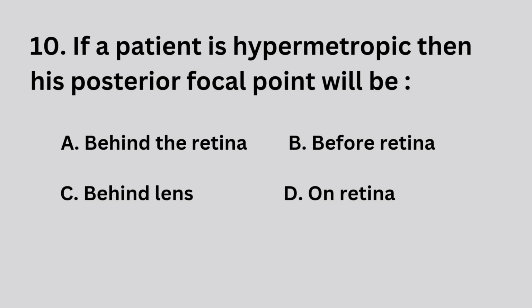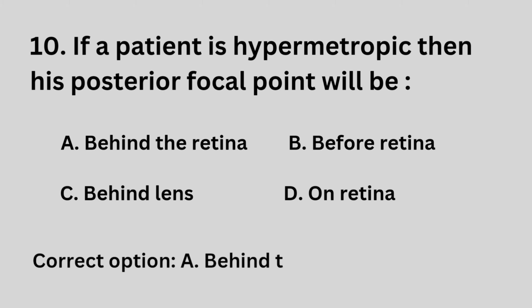10th question, if a patient is hypermetropic, then his posterior focal point will be option A, behind the retina. Option B, before retina. Option C, behind lens. And option D, on retina. Correct answer for the question is option A, behind the retina.